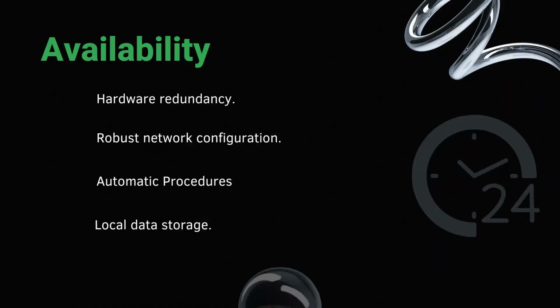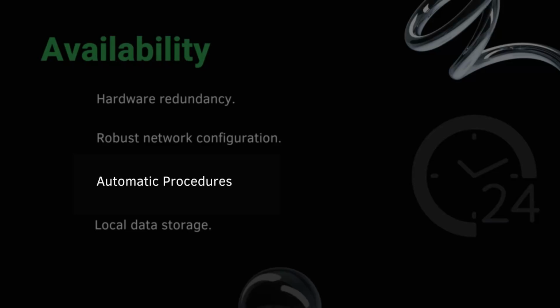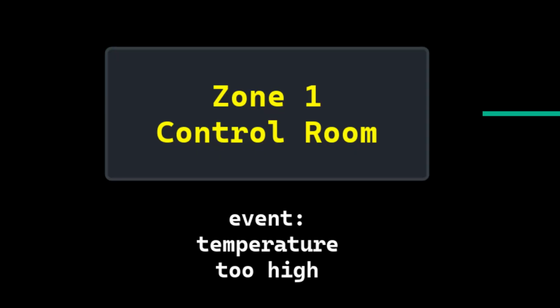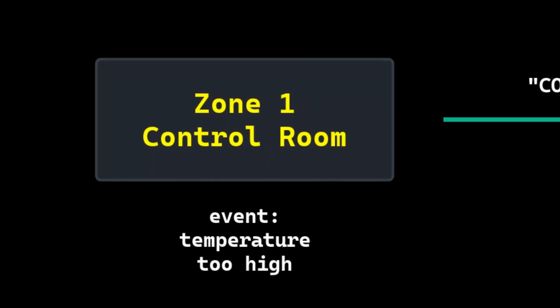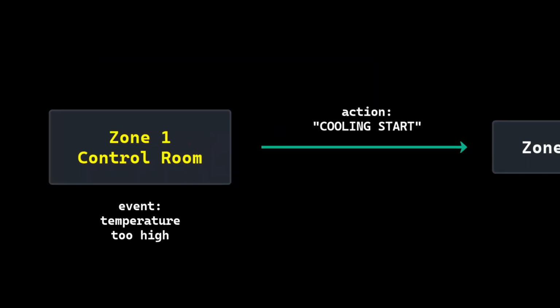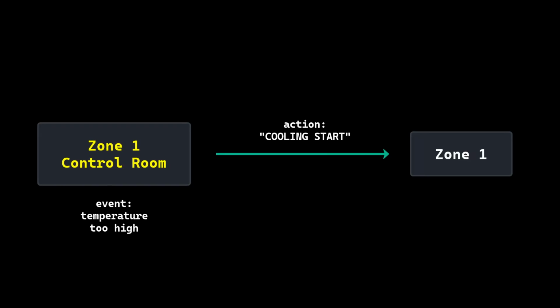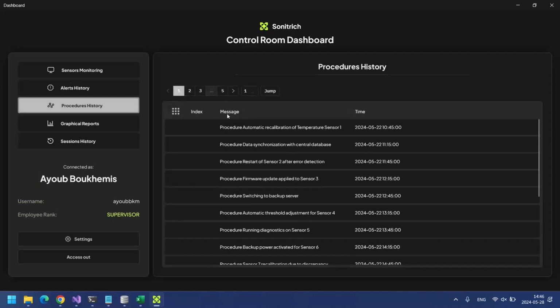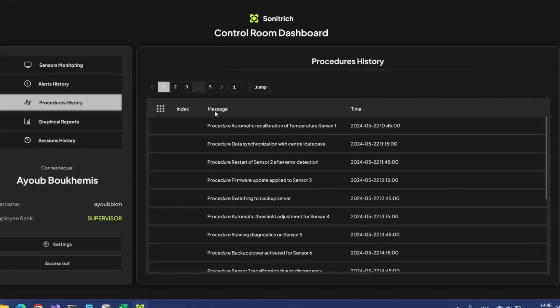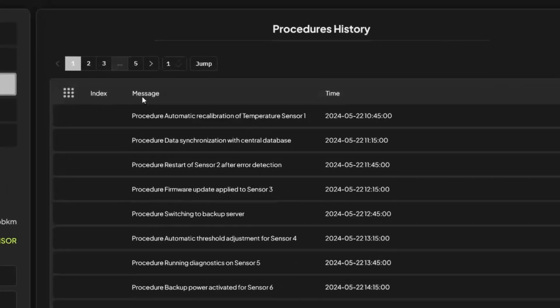Our system also includes automatic procedures that activate without employee intervention to prevent incidents. For example, if the temperature or humidity of a certain machine becomes too high, the cooling system is automatically activated. These automatic procedures ensure rapid response to potential issues, enhancing overall safety and reliability. The history of all the automatic procedures can be viewed by the supervisor rank in the dashboard.